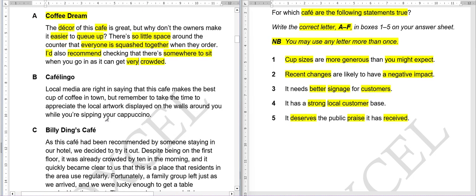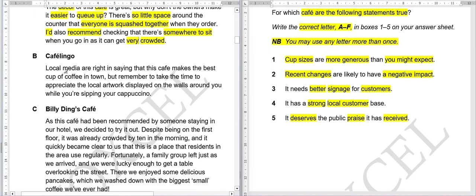Moving on to the B paragraph. Cafe Lingo. Local media are right in saying that this cafe makes the best cup of coffee in town. So they are saying that local media are right in saying that this cafe makes the best coffee in town. So this is the best cafe in town.